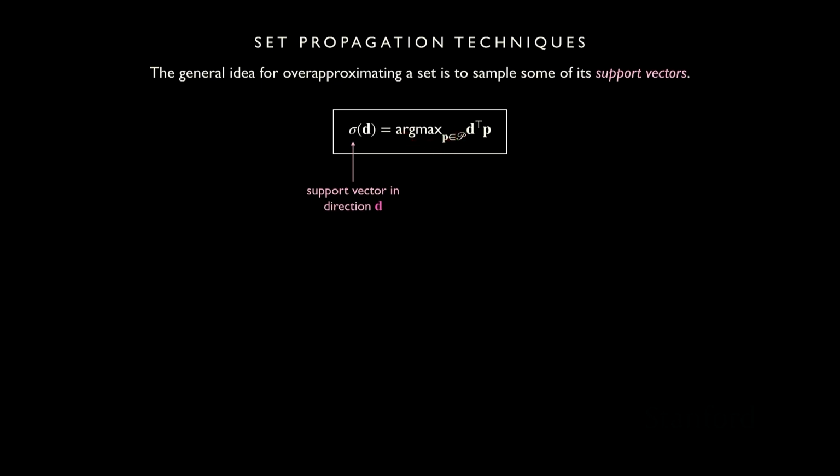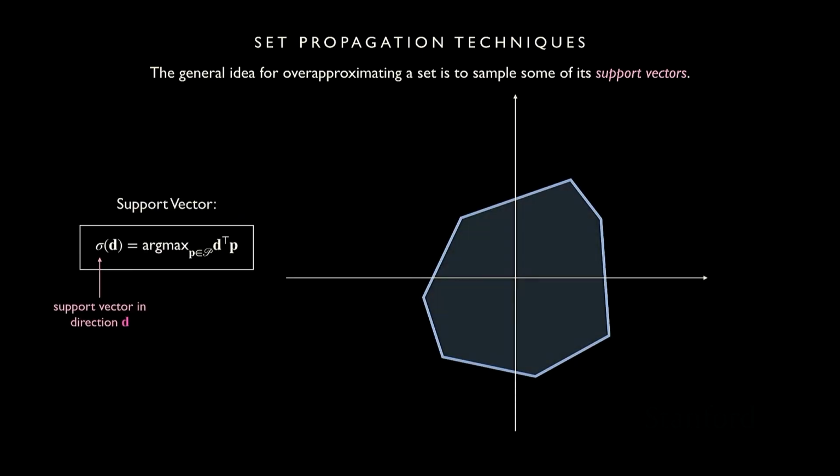And then what we're doing is we're just looking at all of the points in our set and finding the point that maximizes this dot product here. I think it's a lot easier to look at support vectors visually, because they're actually a pretty intuitive idea. We specify some direction. So let's say we picked this direction here, and we want to find the support vector in this direction for this particular shape, which is a polytope here.